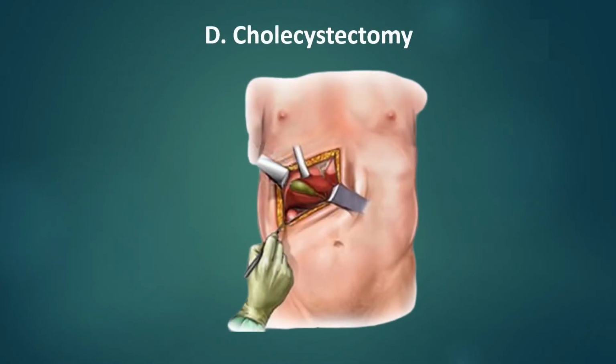Cholecystectomy is a surgical procedure to remove your gallbladder. It is performed by incision of the upper right quadrant of the abdomen to remove the gallbladder. But in modern medicine, this can now be done with 4 small incisions called laparoscopic cholecystectomy.